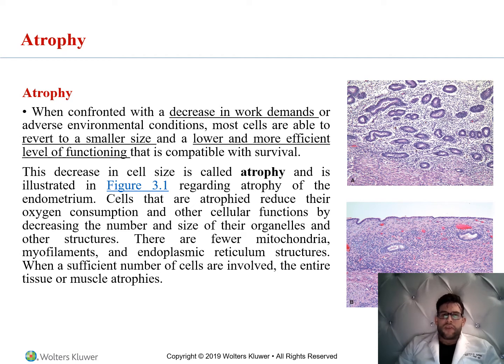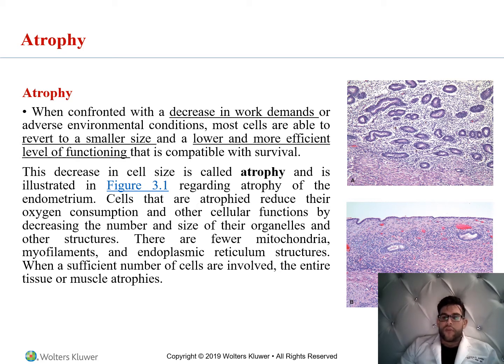When confronted with a decrease in the work demands or when the cell has adverse environmental conditions, the majority of cells are capable of going to a smaller size in order to be compatible with life. Now, this decrease in cell size, guys, is called atrophy.